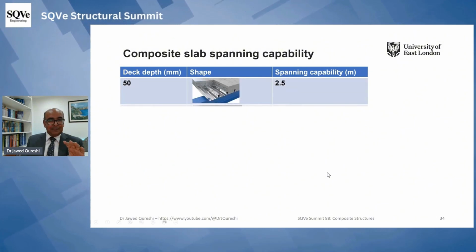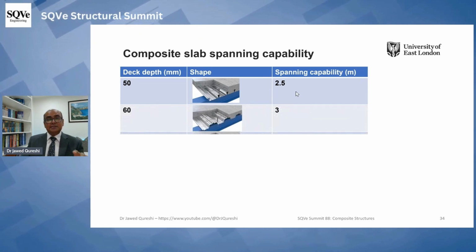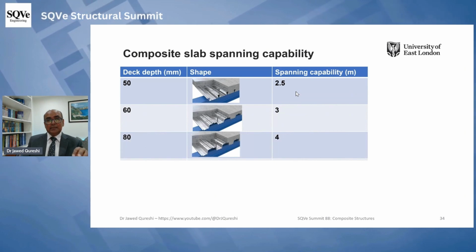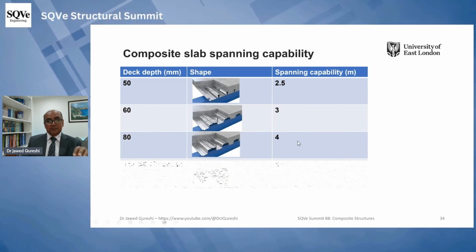Now I will move to the spanning capability of different sheetings, and this is very interesting. For 50 millimeter, the spanning capability is about 2.5. So if you have a 2.5 slab span, remember that this is the span of the slab, then use this. 60 millimeter is about 3 meters. 80 millimeter is about 4 meters.